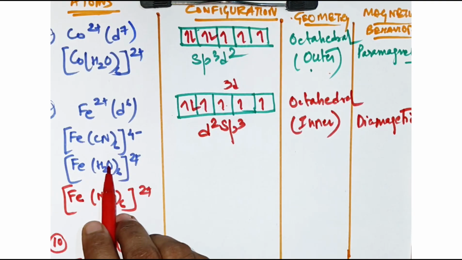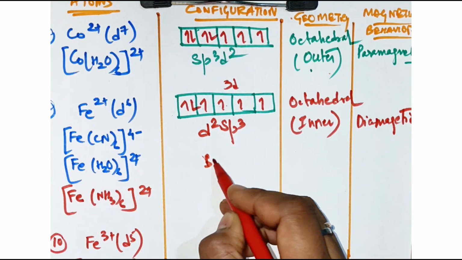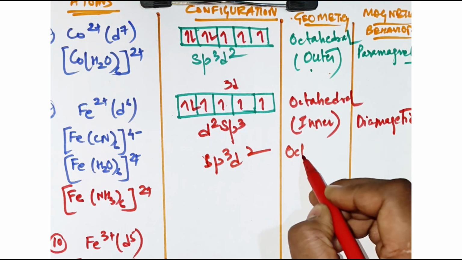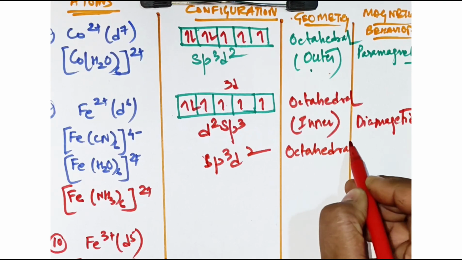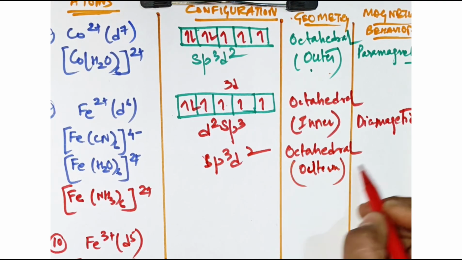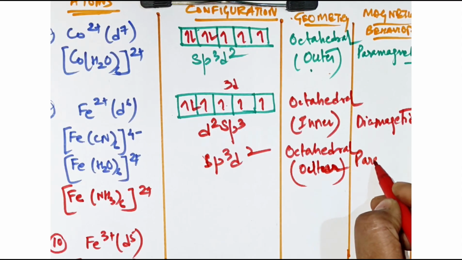In case of your water molecule, it is again a weak field ligand, so these electrons will not pair up. So it will form your sp3d2. So it will take the outer d orbital, so it will form again octahedral, but it is your outer orbital complex. And it is an outer orbital complex, and this is your paramagnetic.